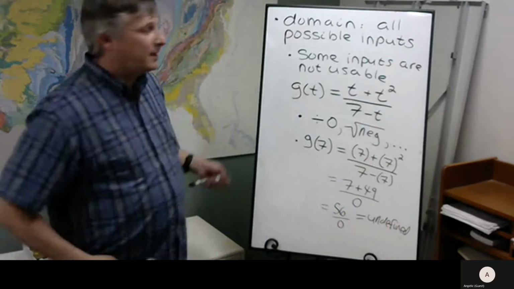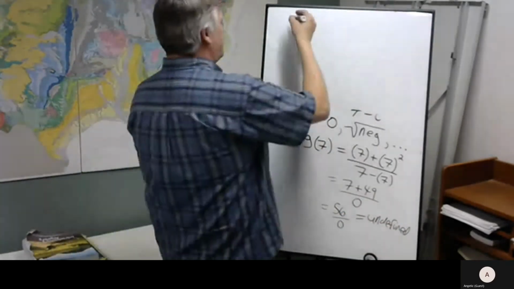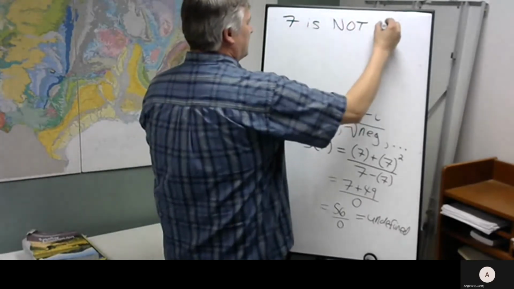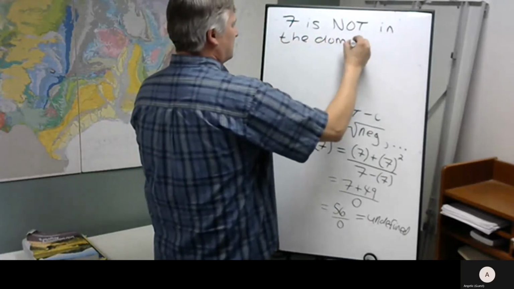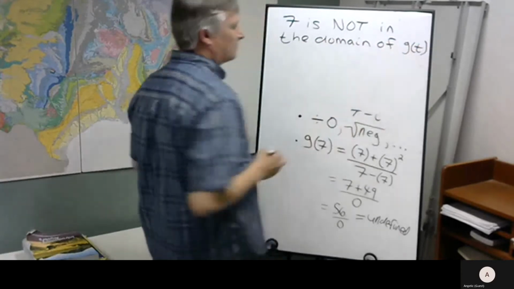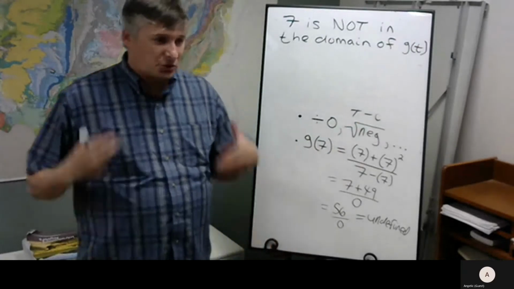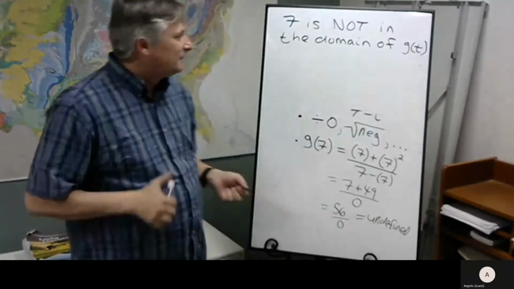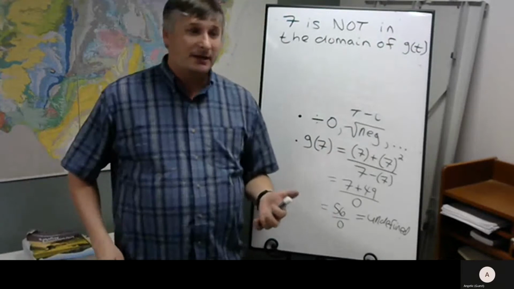So what does this have to do with domain? Well, this says 7 is not in the domain of g of t. So it's not one of the allowable inputs. This is showing up to your paper factory with the boulder and chucking it into the machinery. So 7 won't work. So that's the idea of domain.